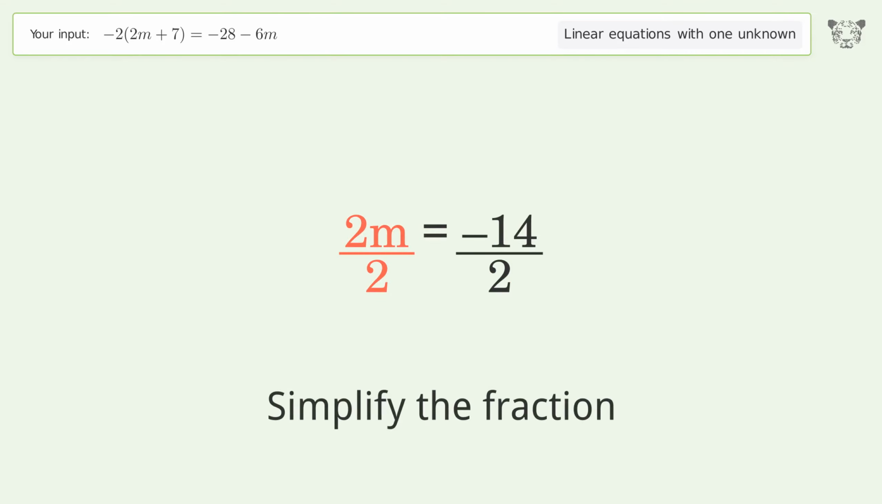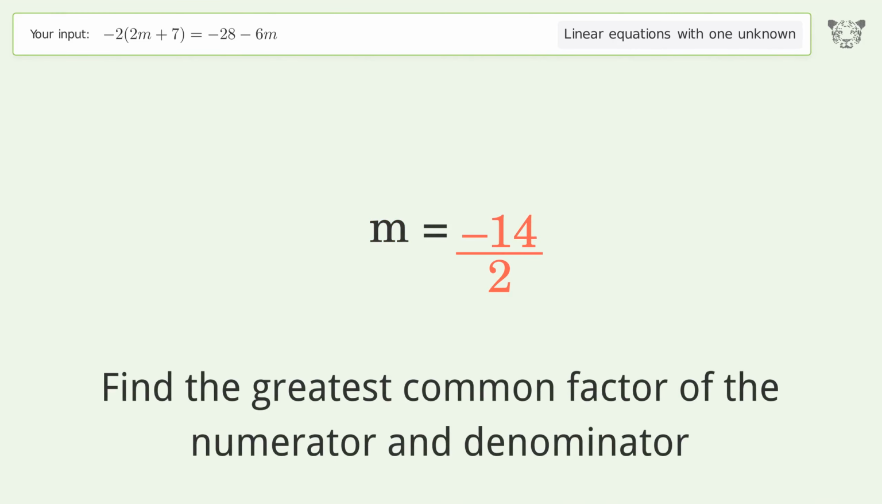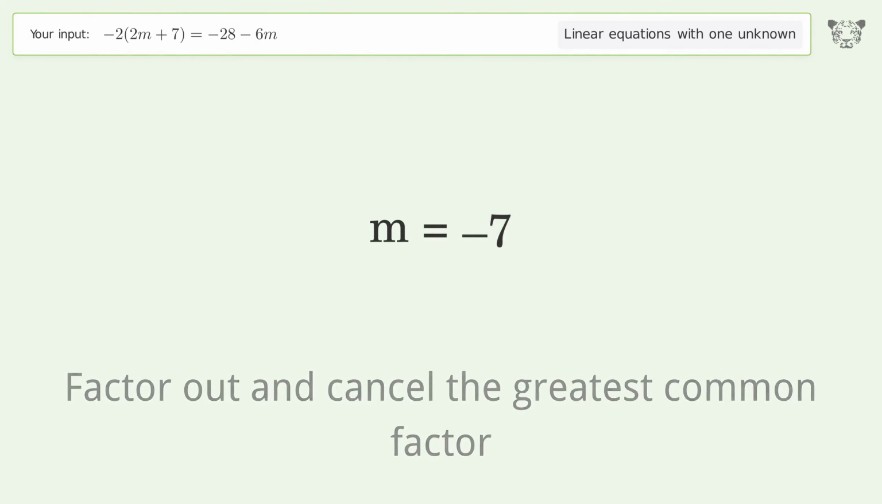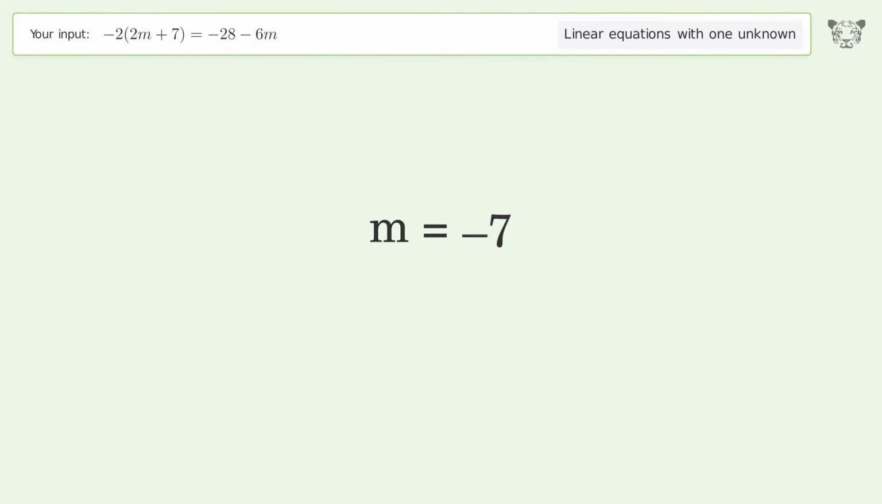Simplify the fraction. Find the greatest common factor of the numerator and denominator. Factor out and cancel the greatest common factor. And so the final result is m equals -7.